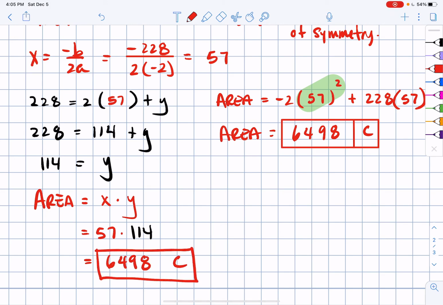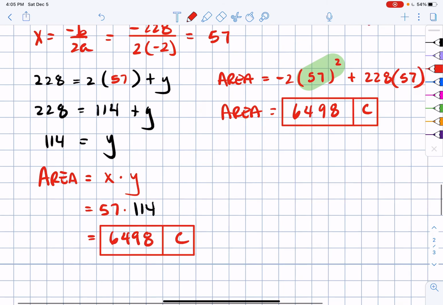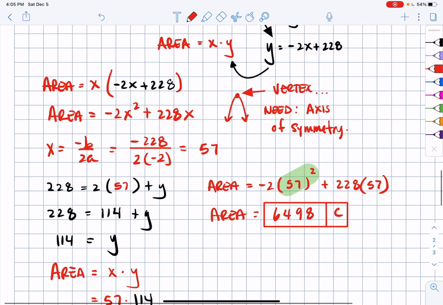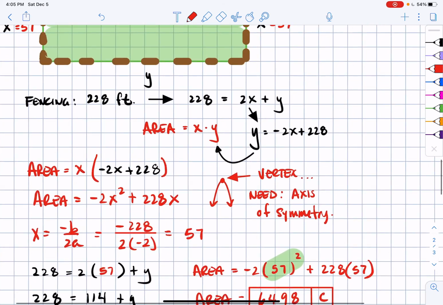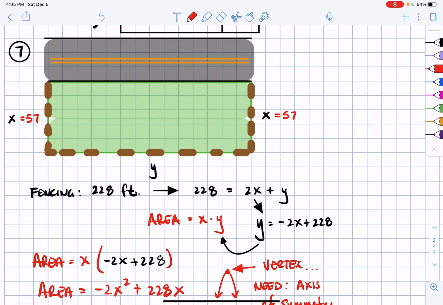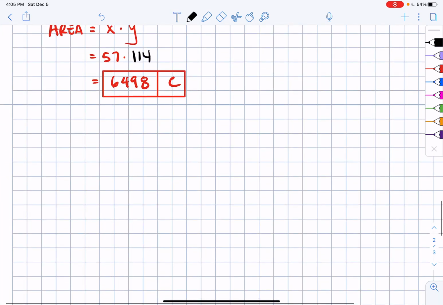So either way you want to do it, however your brain thinks is the way you want to do this problem, and not really veer off of that, right? You want to stay with how your brain thinks. So I know that my y is going to equal 114. There we go. All right, up to 8.